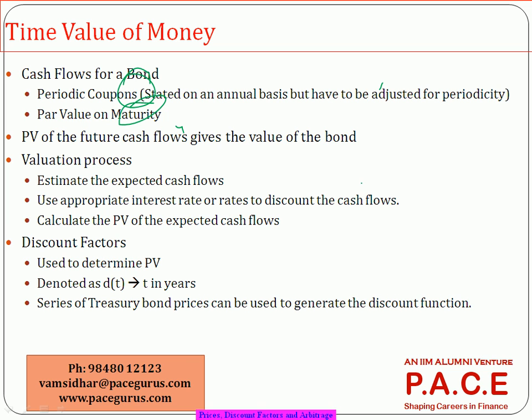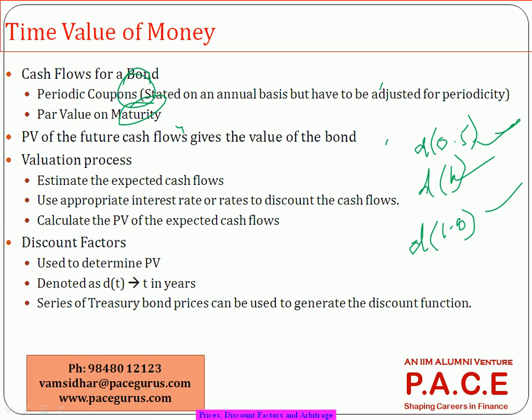So for each of the periods, he will give a discount factor. Discount factor for 0.5 years, discount factor for 1 year. Which means the 0.5 year cash flow, you multiply with this number. The 1 year cash flow, you multiply with this number. If it says 1.5 year cash flow, you multiply with this number. Those multiplications will give you the overall present value of the bond.